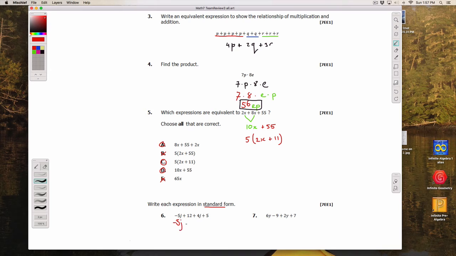Negative 5j plus 4j plus 12 plus 5. I move things around because of the commutative property. Now I can combine. Oops, I forgot to use my variable color. So my variables, I've got negative 5j plus 4j. So I've got opposite signs. I subtract, negative 1j, or you can just write negative j. And then I'm going to combine my constants, my regular numbers, 12 plus 5 is 17.